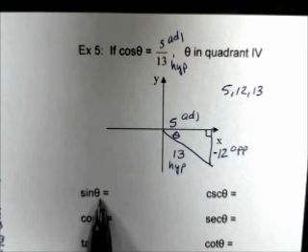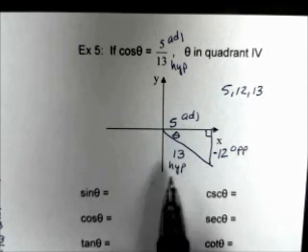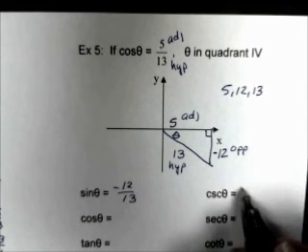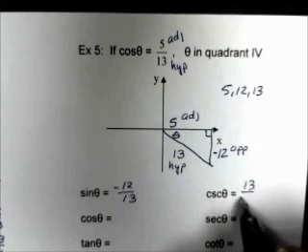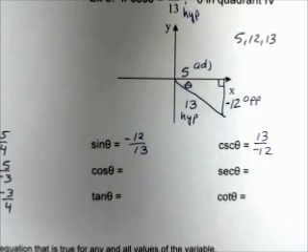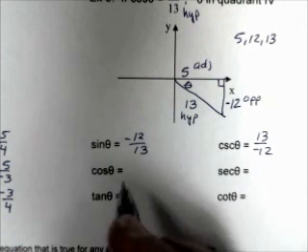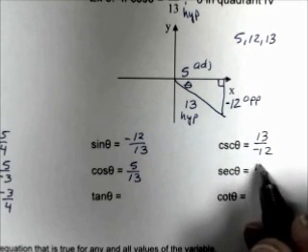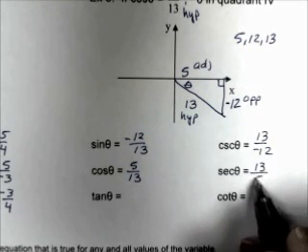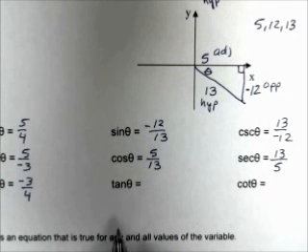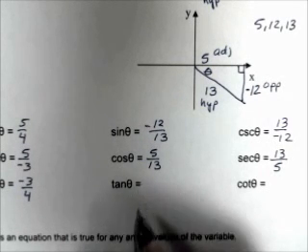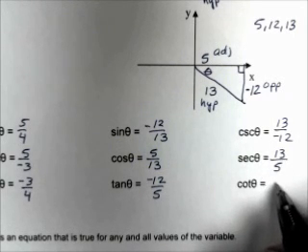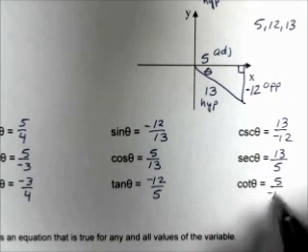And now the sine of theta is opposite over hypotenuse, -12/13. Cosecant is the reciprocal, 13 over -12. Cosine, adjacent over hypotenuse, 5/13, and its reciprocal secant, 13 over 5. And tangent of theta, opposite over adjacent, negative 12/5. And cotangent, its reciprocal, 5 over negative 12.